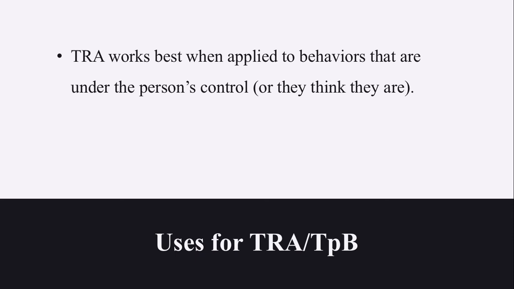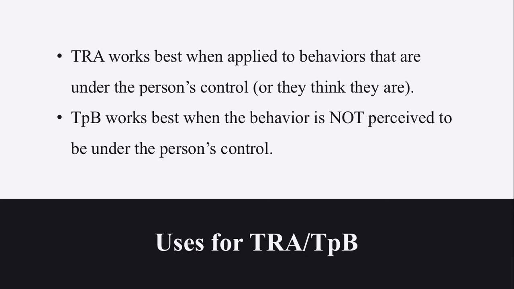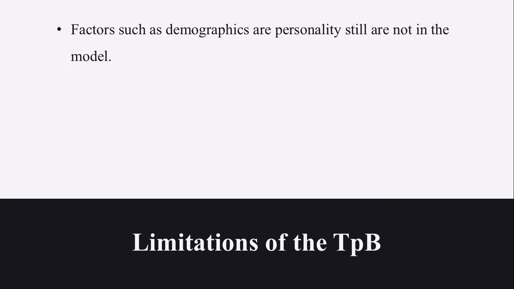The theory of reasoned action works best when applied to behaviors that are under the person's control, or they think they are. The theory of planned behavior works best when the behavior is not perceived to be under the person's control. Factors such as demographics and personality still are not in the model.